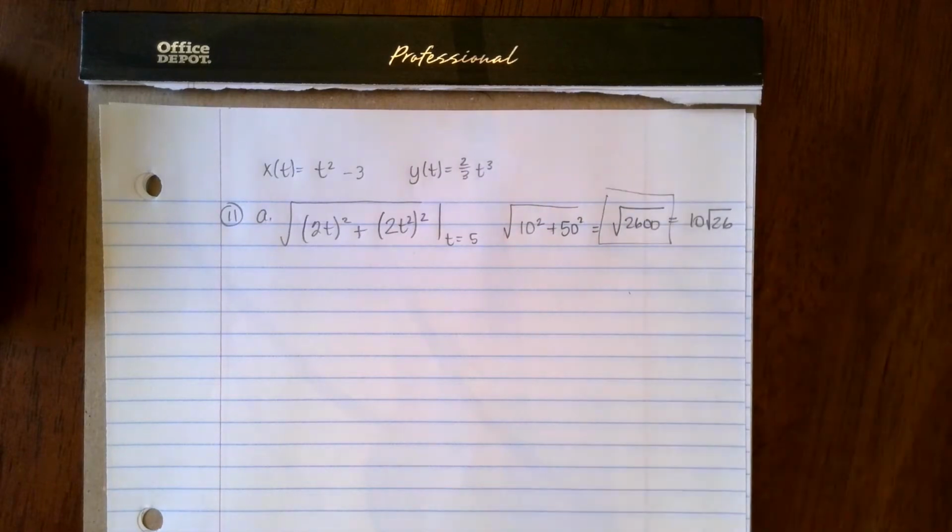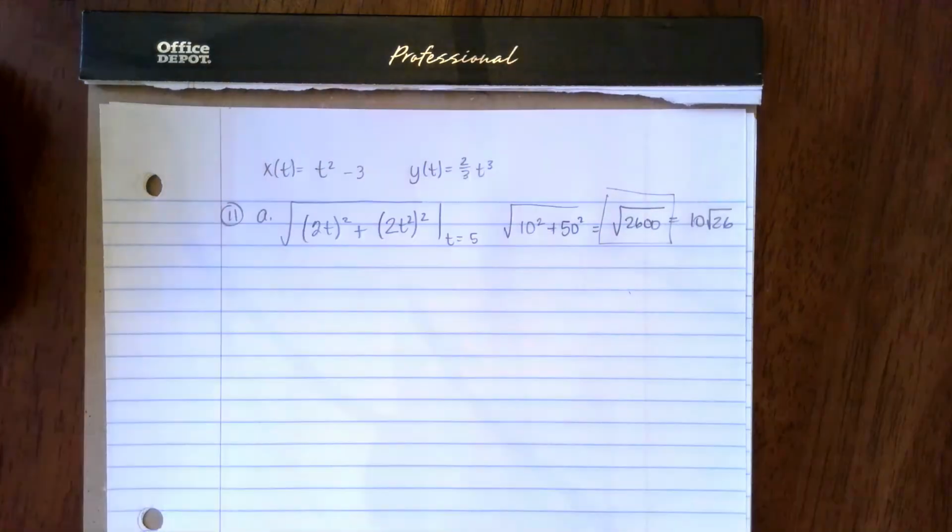On an AP exam, you would want to stop at the square root of 2600, but if it was multiple choice, they would go to 10 square root of 26. But as long as we understand how to do the problem, we're good to go.